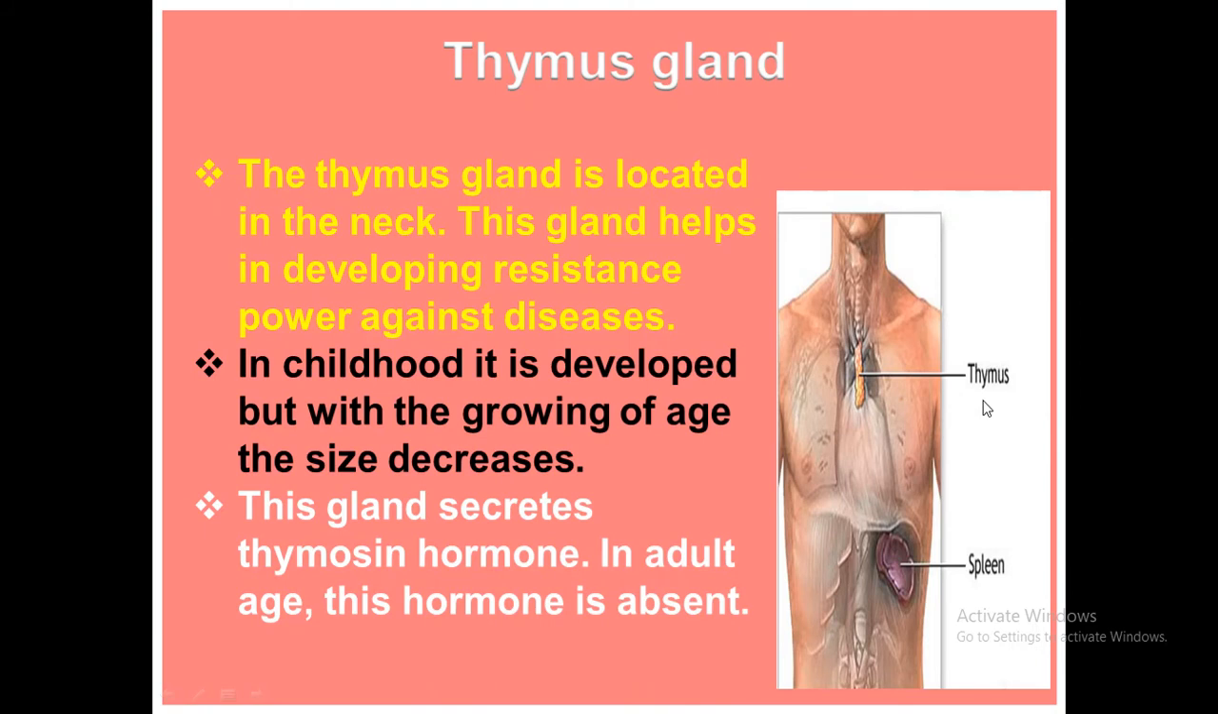This gland secretes thymosin hormone. In adult age, this hormone is absent. So thymosin hormone is present in childhood, but in adults it is absent.